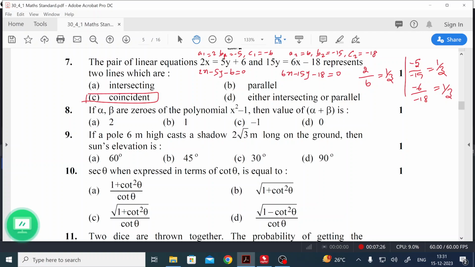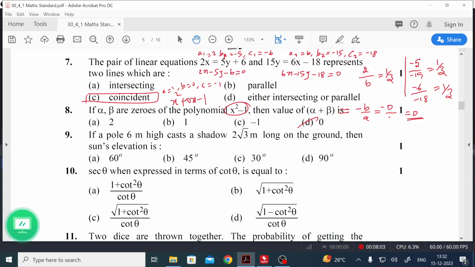Do you understand? Right. Next, alpha and beta are zeros of the polynomial. Then alpha plus beta they are asking. So here in the given question, x square, x is missing. That you take 0x minus 1. As per the formula, alpha plus beta is equal to minus b by a. Here a value 1, b value 0, c value minus 1. B value minus 0 divided by a value 1, 0 by anything is 0. So alpha plus beta value equal to 0. Do you understand, children? Right.